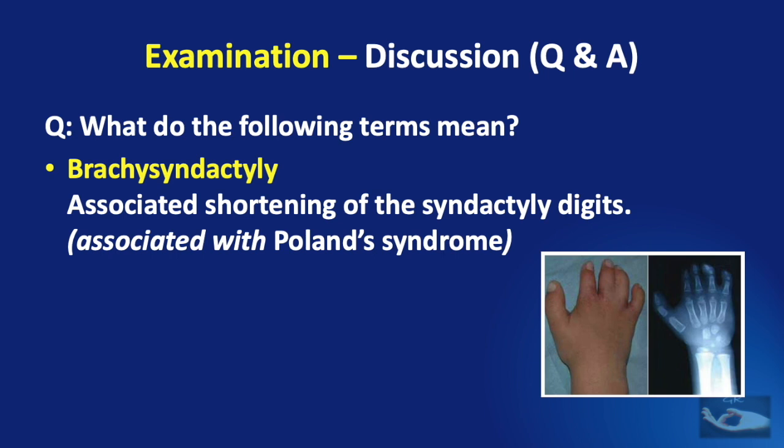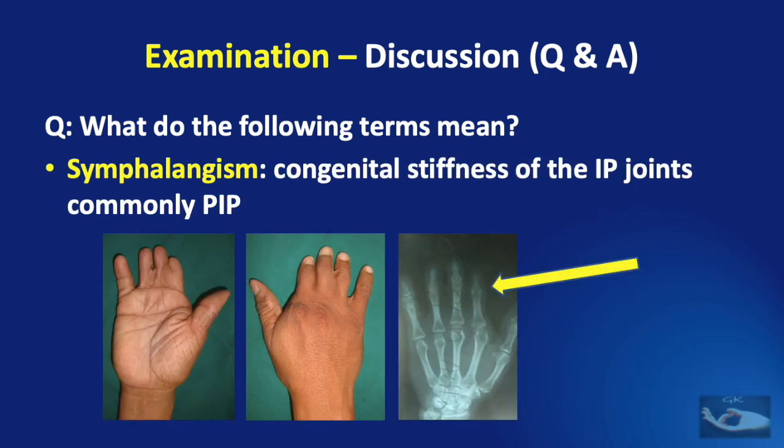This is usually associated with Poland syndrome, and we have already seen an example of this. Symphalangism refers to congenital stiffness of the interphalangeal joints, commonly the proximal interphalangeal joint. So, the phalanges are also fused together. Hence, there will be no movement at the interphalangeal joints of these syndactylized fingers.